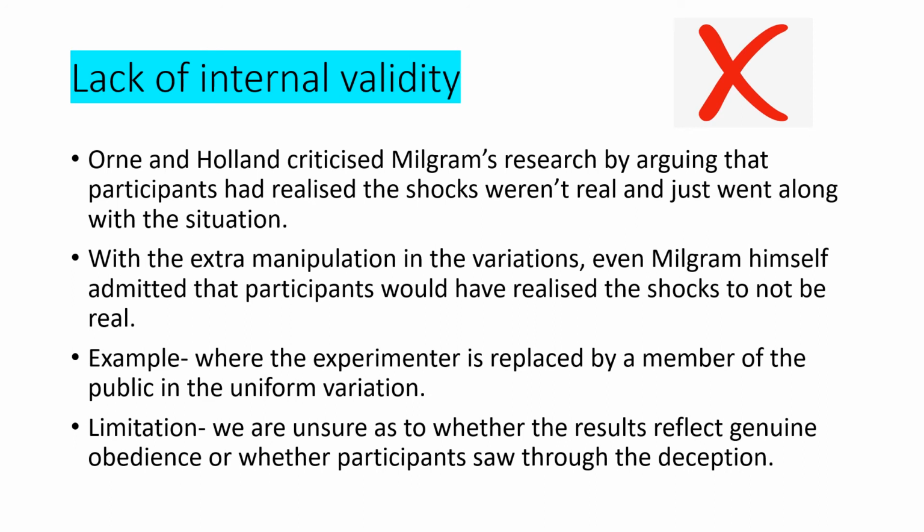We have this lack of internal validity, which is a limitation of these variations. So originally we had the criticism for Milgram's main study by Orr and Holland that participants had realised the shocks weren't real and they just went along with the situation anyway. But even when this extra manipulation is added on, Milgram comes along and says, actually, yeah, participants would have realised the shocks aren't real, because we can use the example of where the experimenter is replaced by a member of the public in that uniform situational variable.